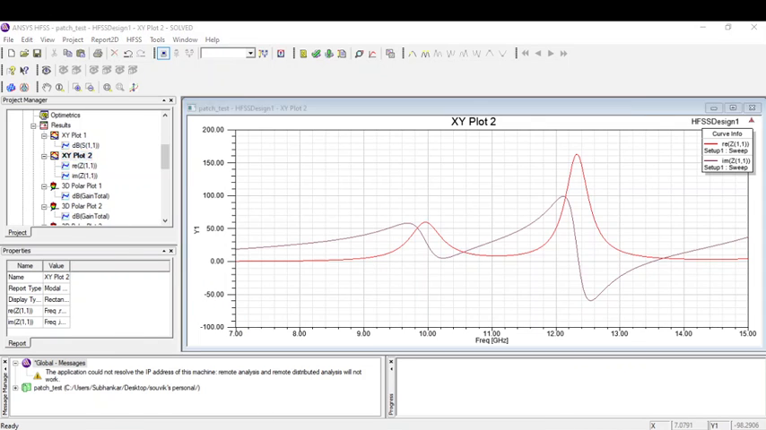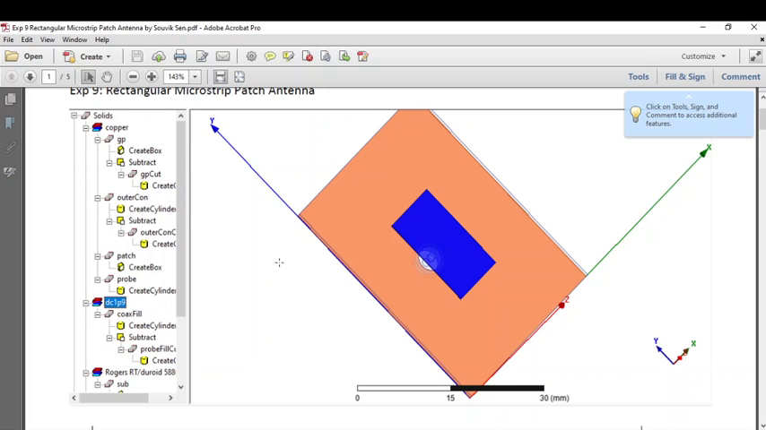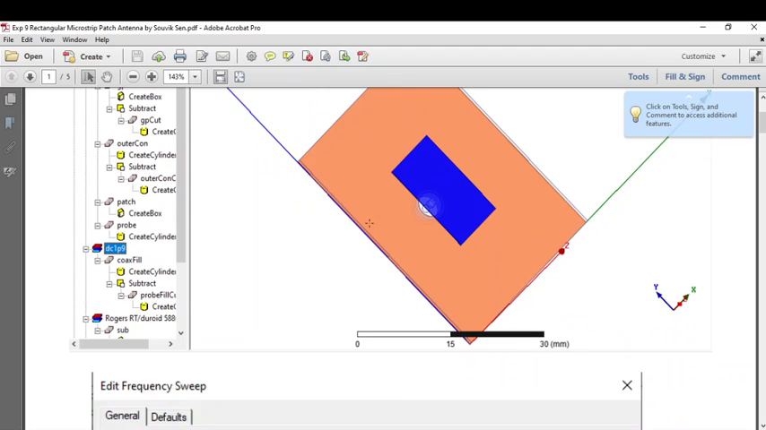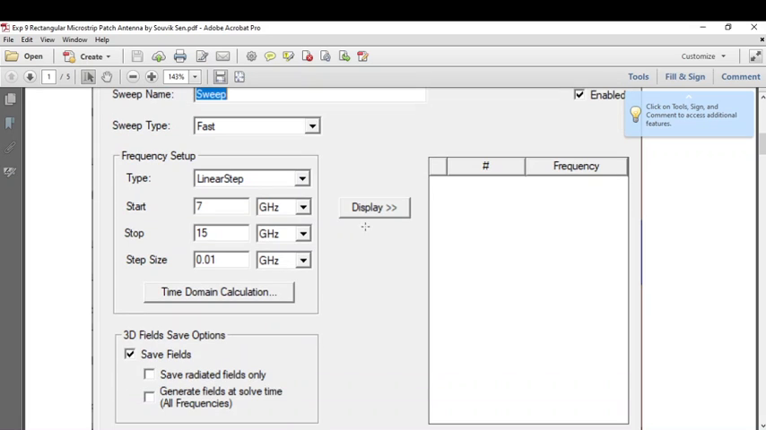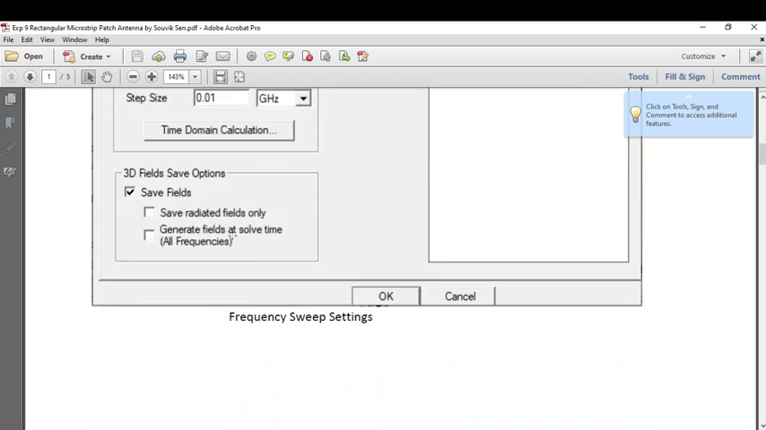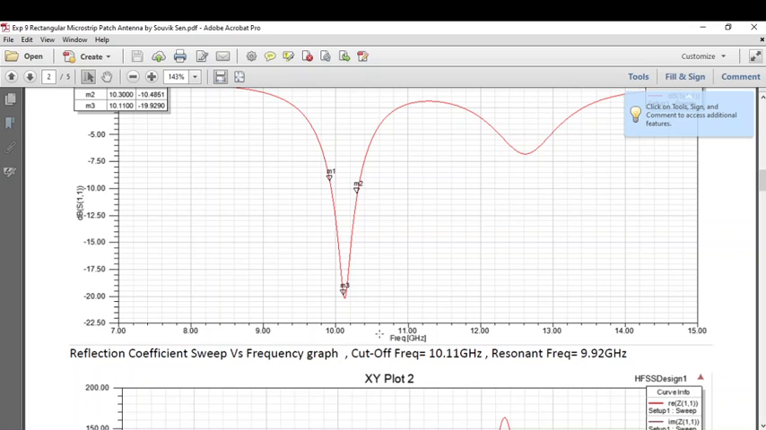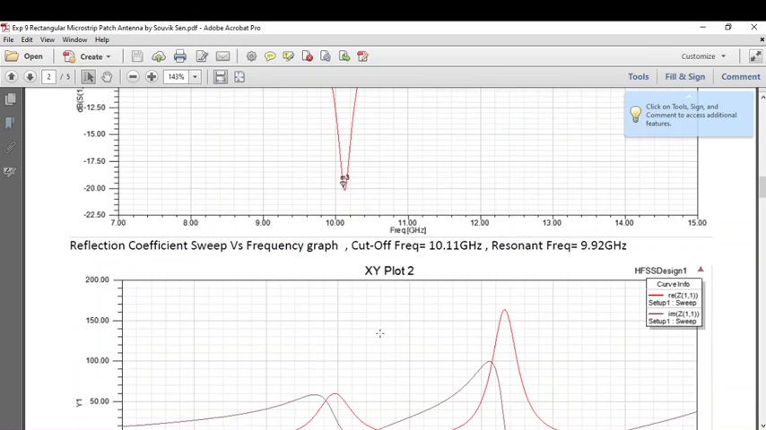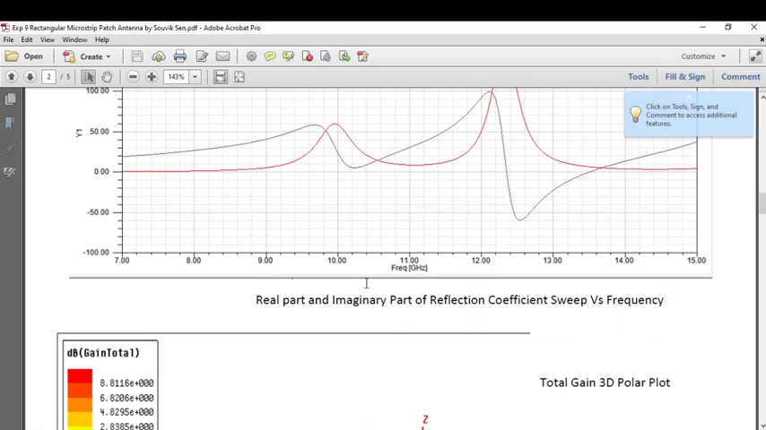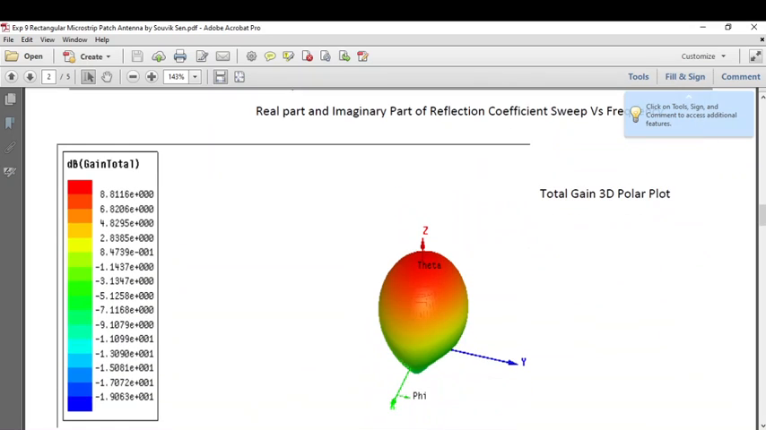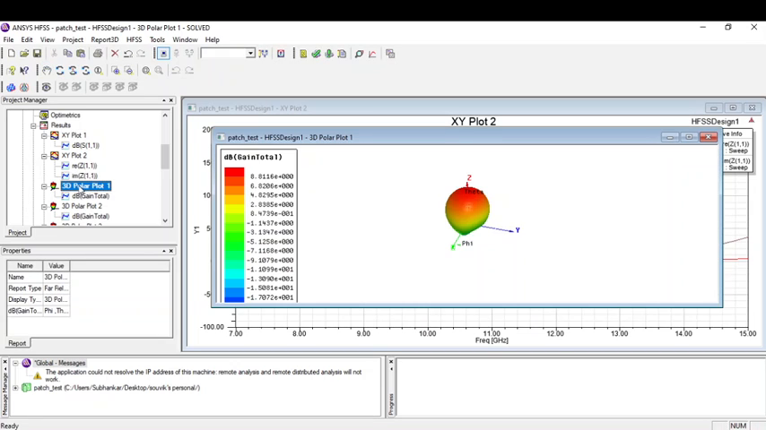We can see the report I have generated for the rectangular patch antenna, microstrip patch antenna. We can give the photo of the sweep, frequency sweep, mention the cutoff frequencies, resonant frequencies, etc., and name the graphs we have shown. We can show the 3D polar plot also.